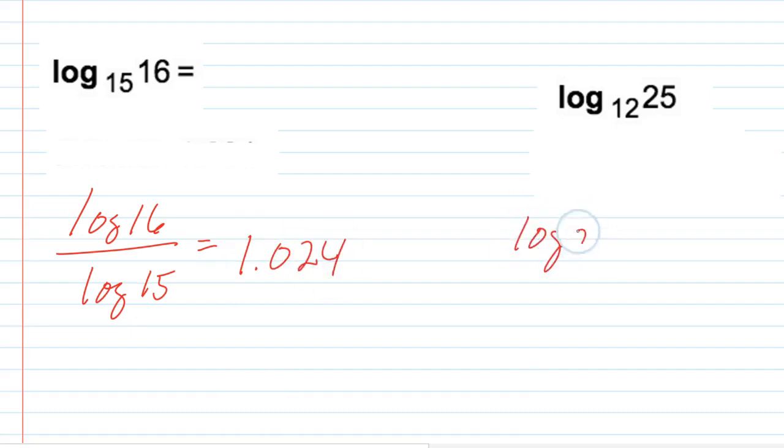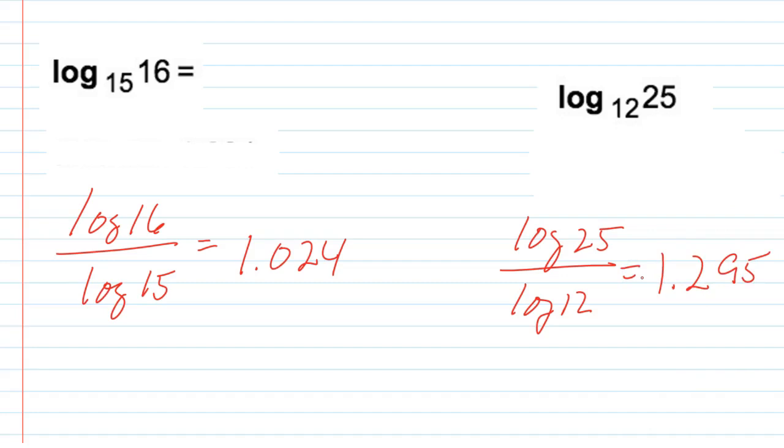Same thing for the next one. You're just going to type in your calculator log 25 divided by log 12. Again, the common base here is 10. You don't have to write that because it's the common base. And that should give you an answer of around 1.295. So this change of base formula allows you to use a calculator when you normally couldn't.